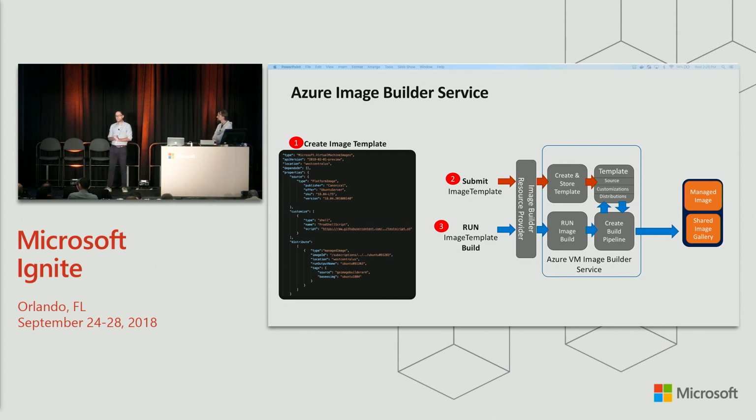After that's completed successfully, you then invoke run on that particular image template. At that point, the image builder will then stand up the resources needed to actually create your image. Once that's completed, it will then spit the image out either to a managed image or to a shared image gallery of your choice in your subscription.